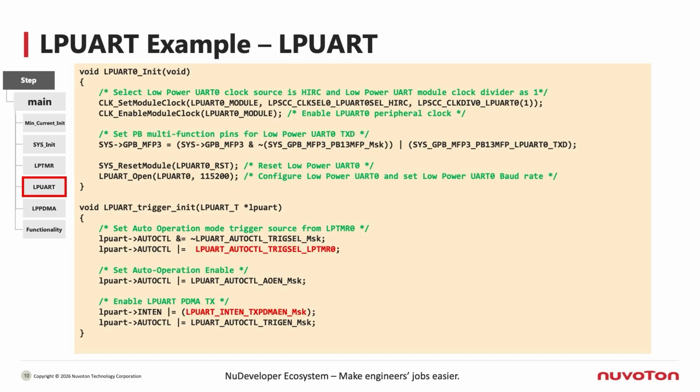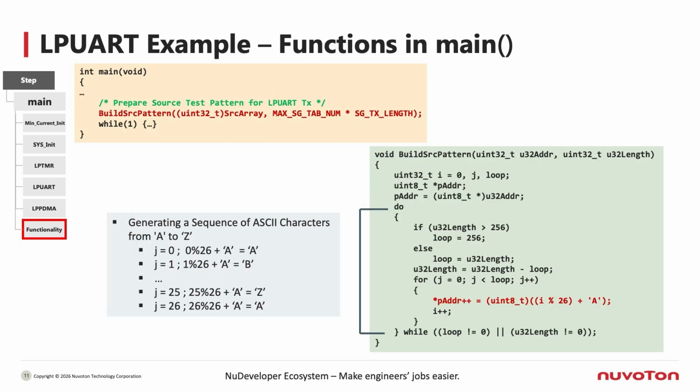Finally, we define the trigger condition for the PDMA transfer. In this example, we use low power timer 0 as the trigger source. Every time the timer finishes counting, it will automatically trigger PDMA, and the data transfer will start without any CPU intervention. Finally, let's take a look at how the program actually runs.